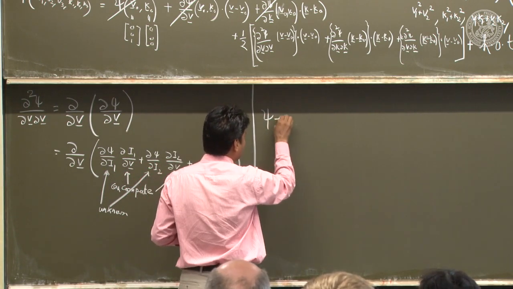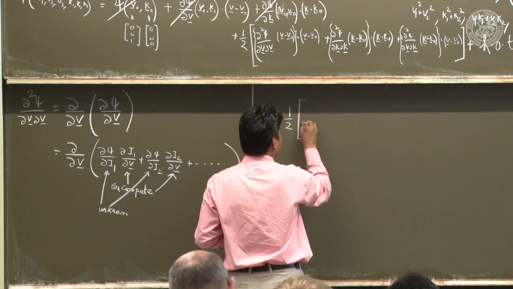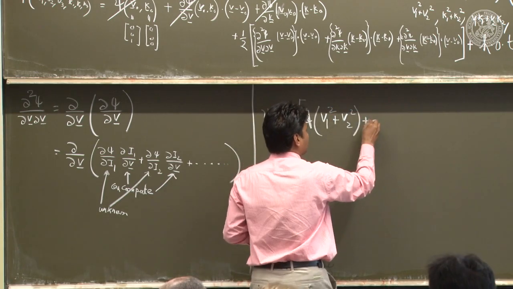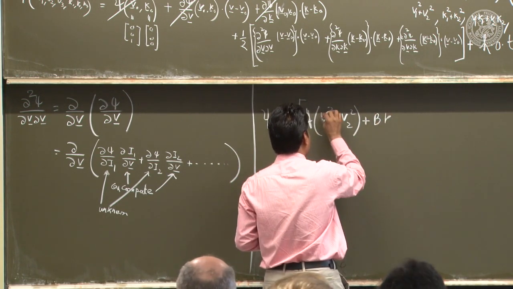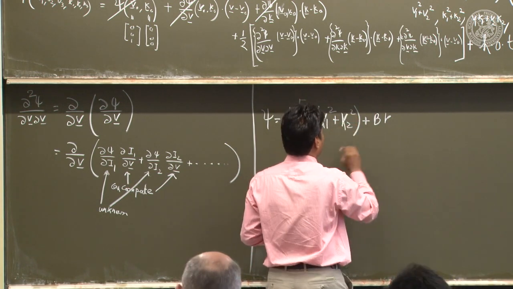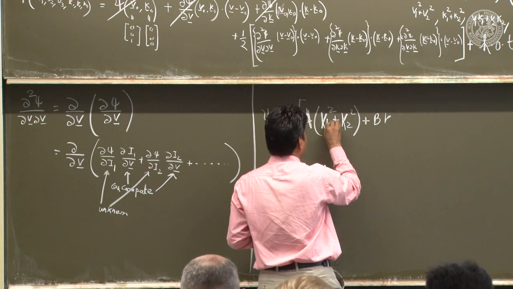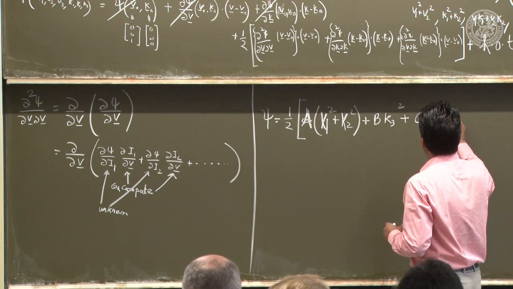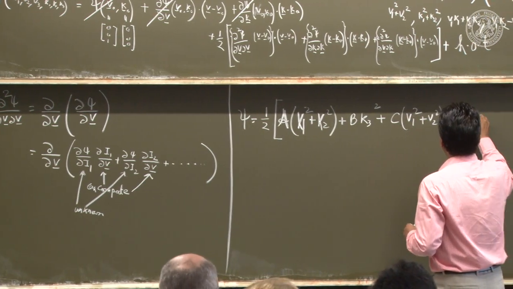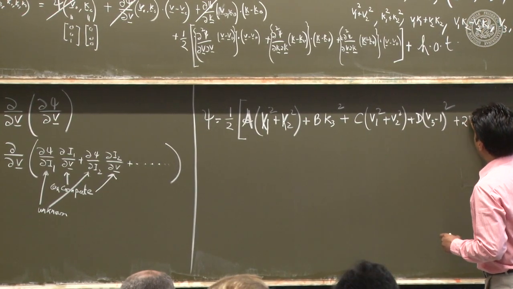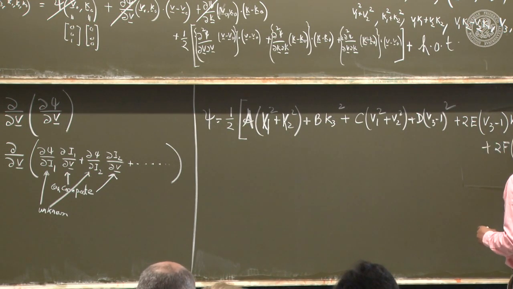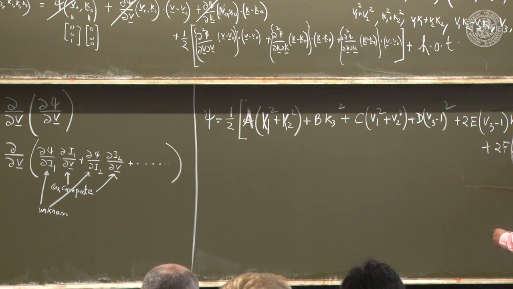The quadratic form of energy, psi, that will come out to be half of A times V1 square plus V2 square plus B times K1 square plus K2 square, B times K3 square, plus C times V1 square plus V2 square plus D times V3 minus 1 whole square plus 2E into V3 minus 1 into K3 plus 2F into V1 K1 plus V2 K2.